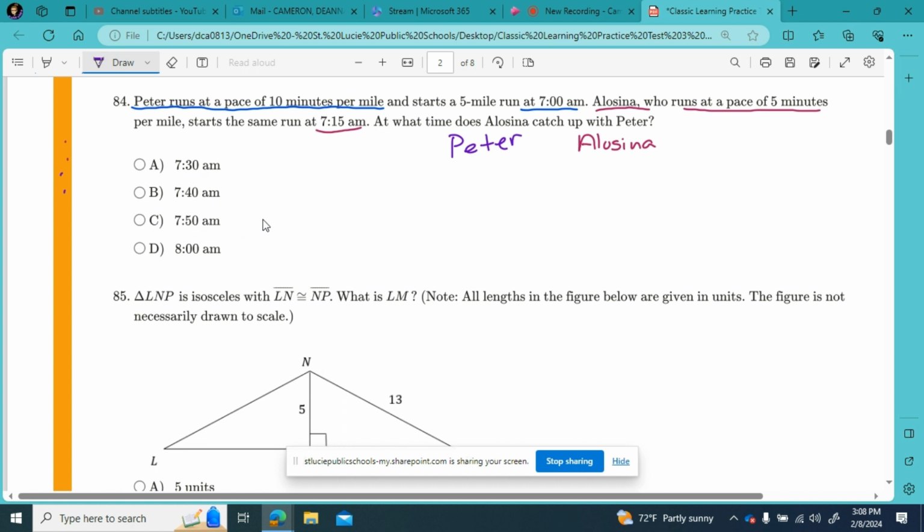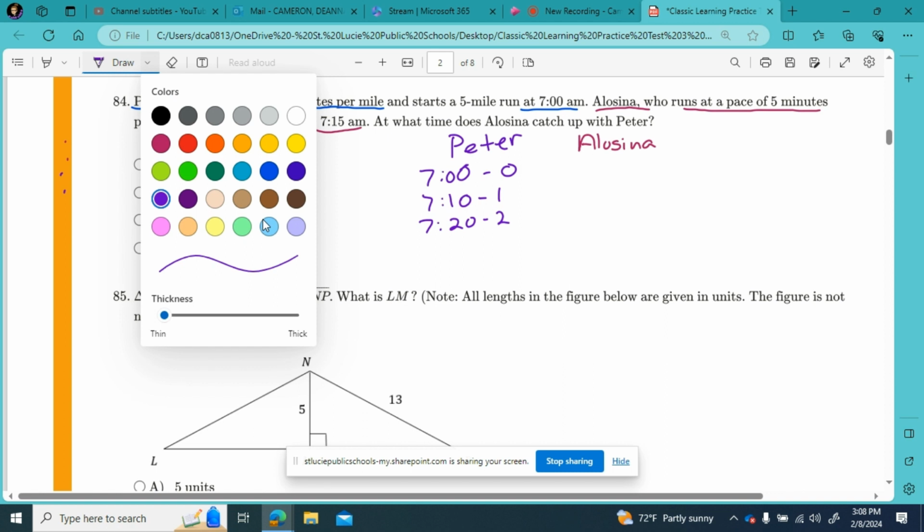So Peter's starting at 7 a.m. and he's at mile 0. And it takes him 10 minutes. So at 7:10, he's at the 1 mile mark. And Alicina hasn't started her race yet. So at 7:20, Peter's at the 2 mile mark.